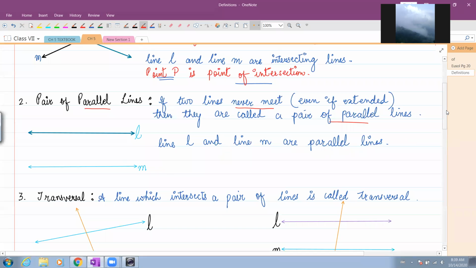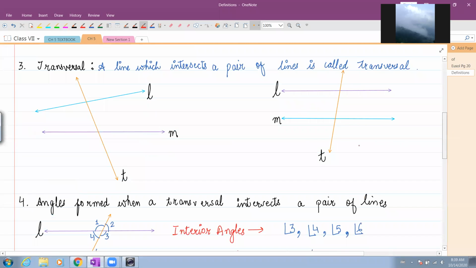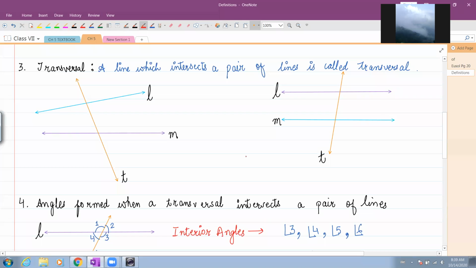I hope everyone can remember this. Yes, Archit? Remembered by chance. Okay, we have done this last year, I remember. Yes, ma'am. Now this is something new, the word transversal. This is new for you.